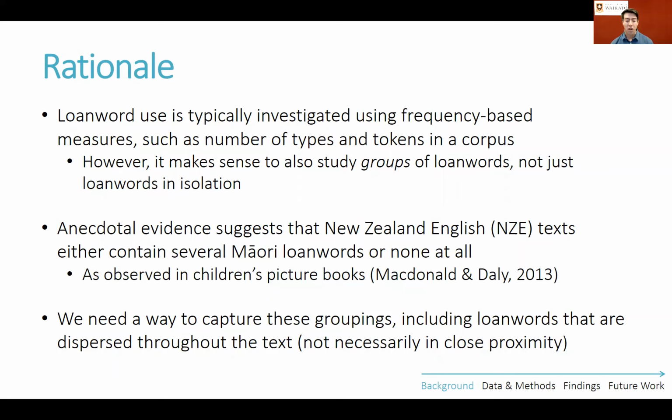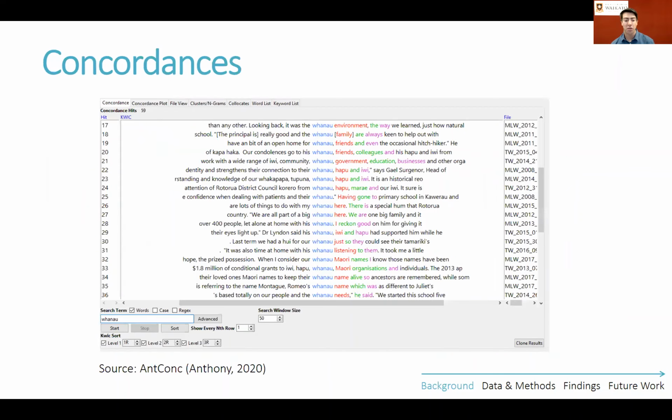In light of this, we wanted to come up with a way to package loanword co-occurrence by considering each text as a whole so that we could study the resulting sets of loanwords and see if any interesting patterns emerge.